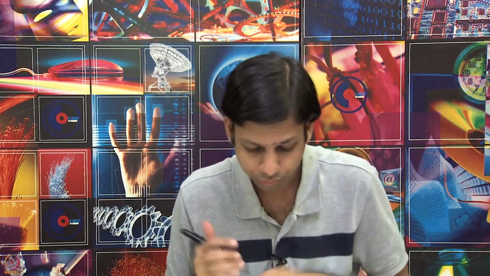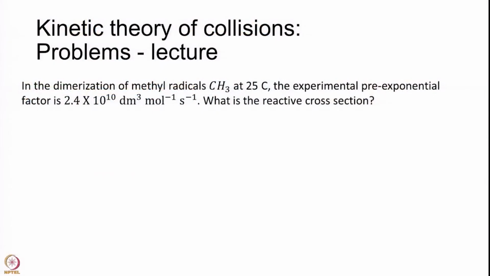I will solve one more problem here. So, the dimerization of CH3 radical, 2 CH3 dot, this is the reaction we are looking at 25 degree C. Somebody had figured out the pre-exponential factor, okay, and the question is you have to find a reactive cross section. So, how do I find that? Okay.